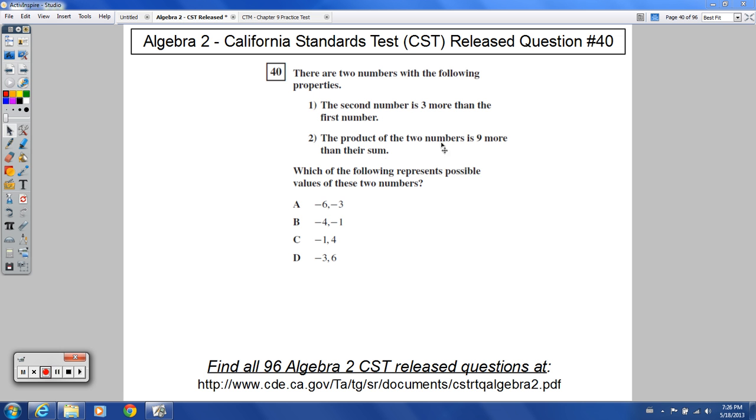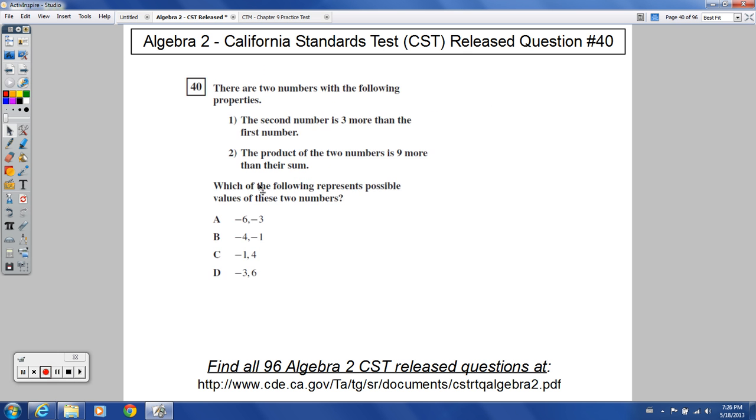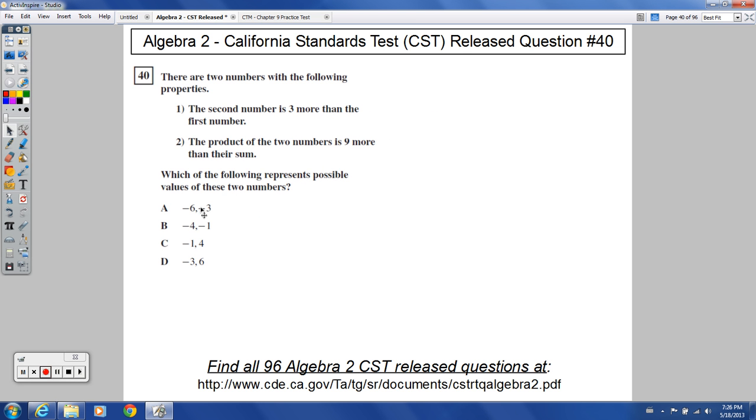So to me it looks like we're going to be making some equations and translating these sentences into mathematical sentences, which are equations. So which of the following represents possible values of these two numbers? And yes, we could use the answer choices and just test those against these two things, but I want to be able to figure this out even if the answer choices weren't here. So how can I go about doing that?